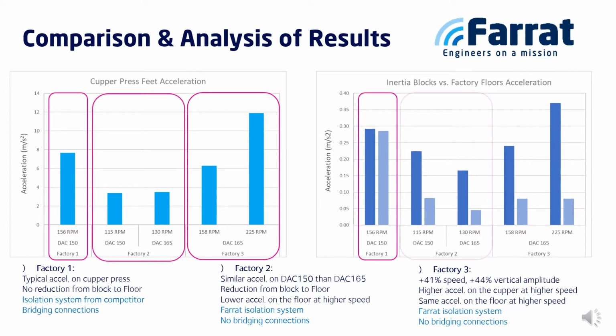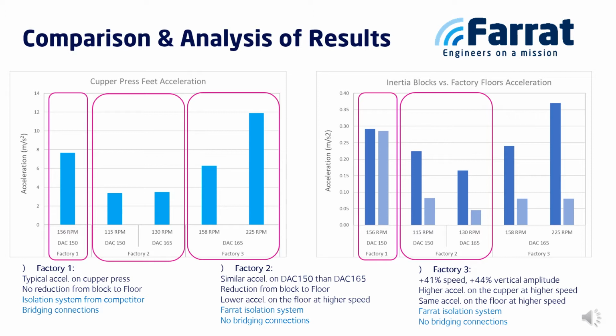Factory 2 presents 2 models of presses. Although the DAC 165 is 20 tons heavier than the DAC 150 and was running at a higher speed, they both present similar levels of accelerations, highlighting the efficiency of the DAC 165 balancing system.